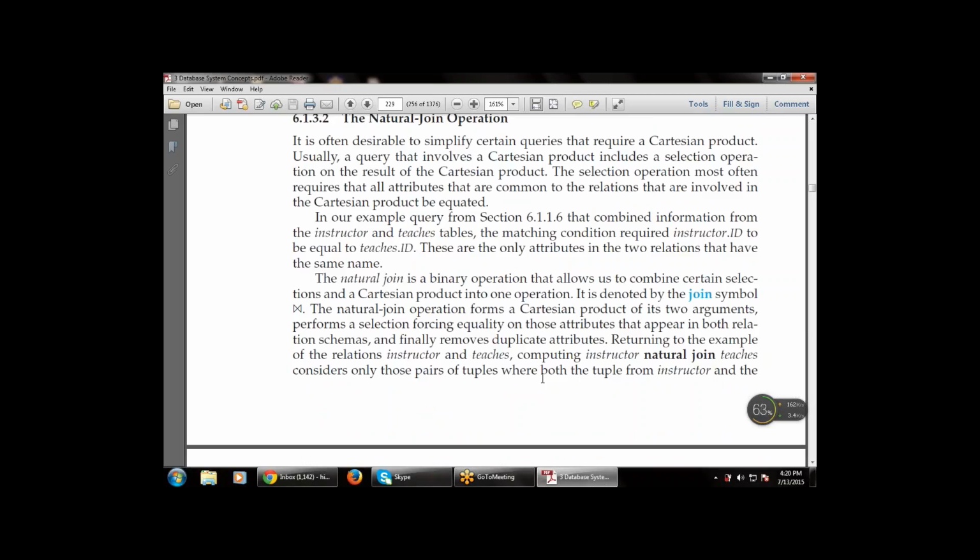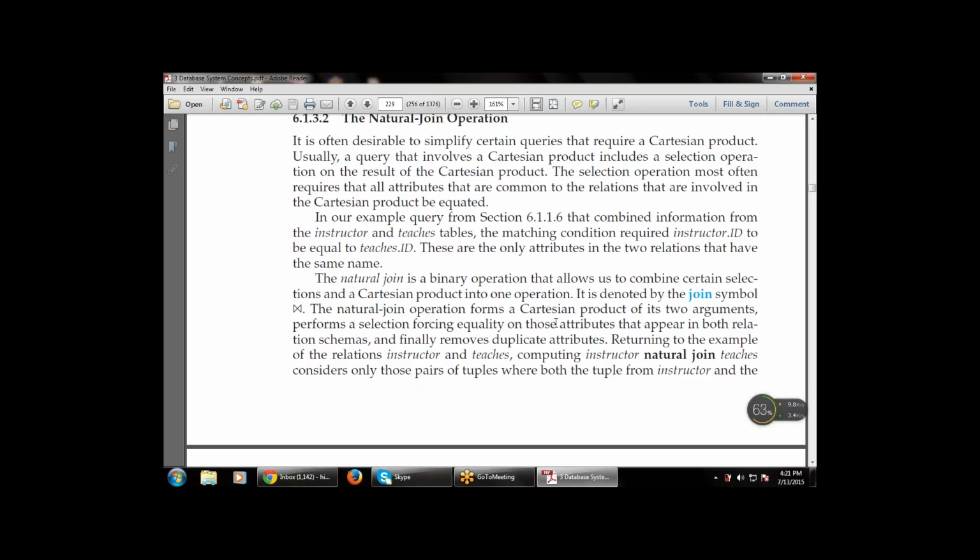That is a binary operation that helps us combine certain selections and the Cartesian product into one operation. So whenever we want to apply multiple selections in one operation, that will be done by the natural join, and it is denoted by the join symbol, that is like this one. This is the join symbol. The natural join operation forms a Cartesian product of its two arguments.